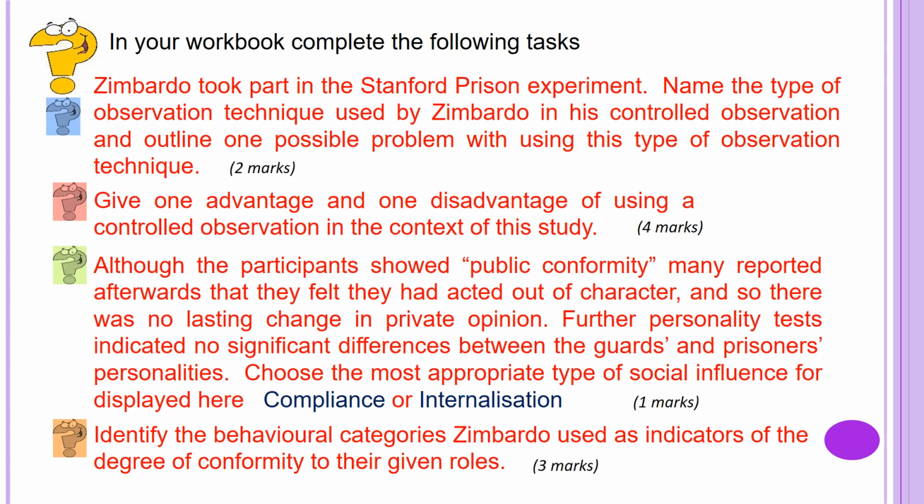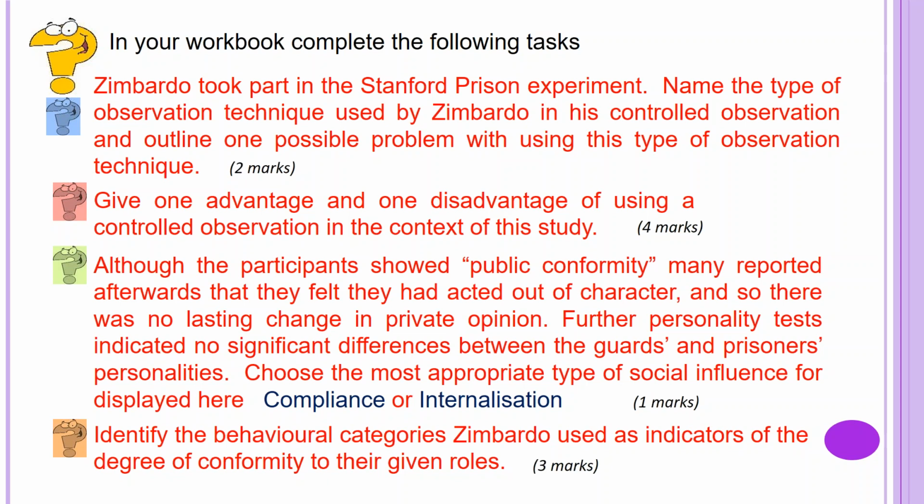Okay, hopefully you said compliance. And if you'd now like to have a go at the final question. Identify the behavioural categories Zimbardo used as indicators of the degree of conformity to their given roles, for 3 marks. This is 3 marks of AO3. You may want to pause the video at this point in order to answer the question.